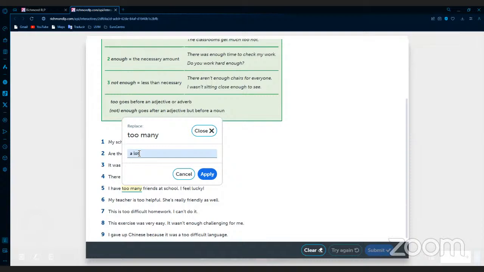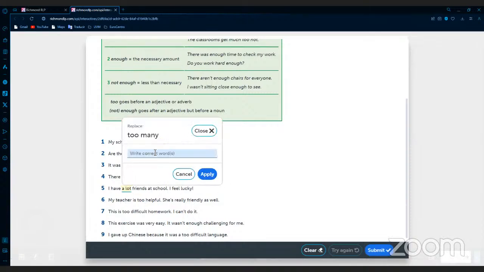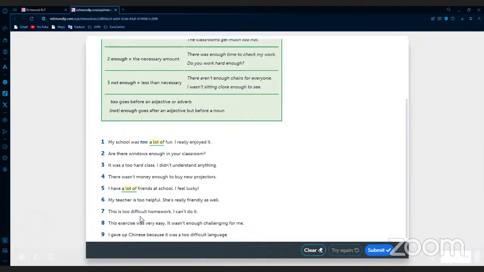100%. I don't know why it says it's an exercise about too and enough when I don't like this exercise, but yeah, right here it would be a lot. Oh, sorry, a lot of friends at school. Slight little difference. And let's do number 9.